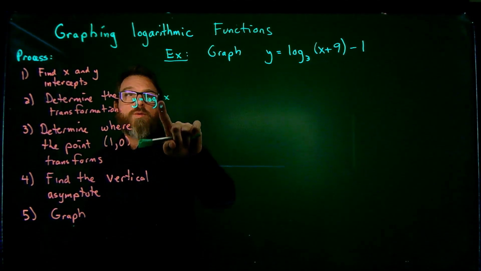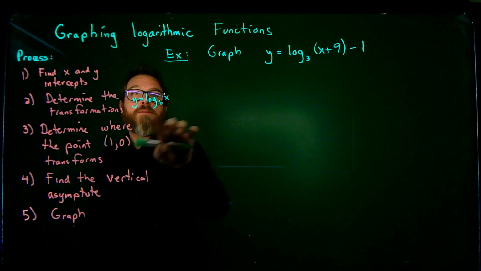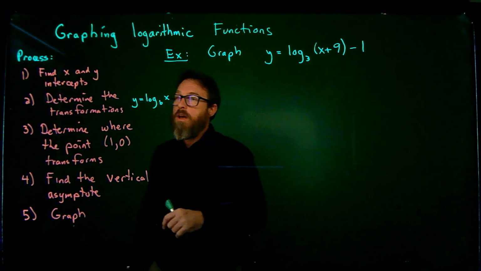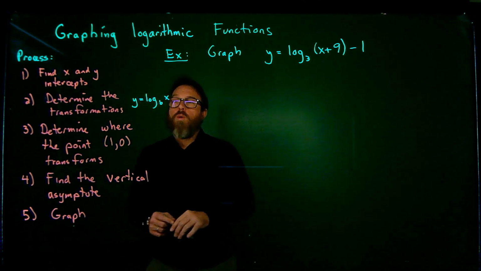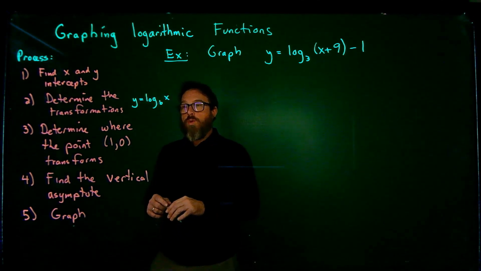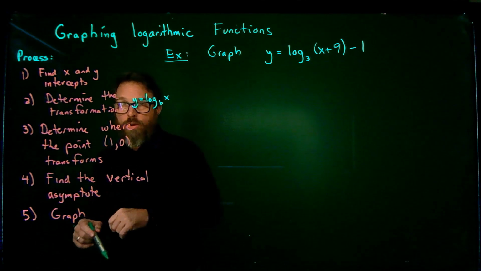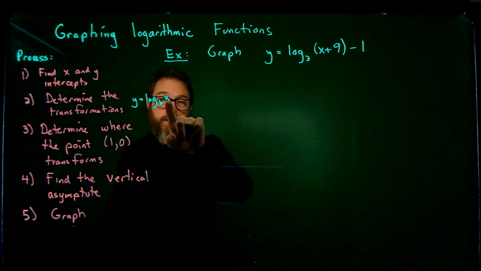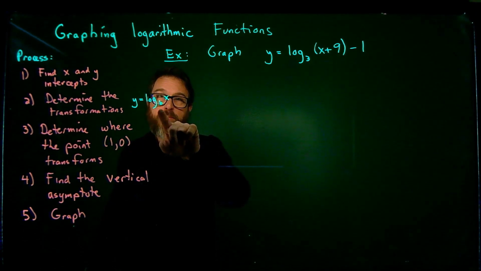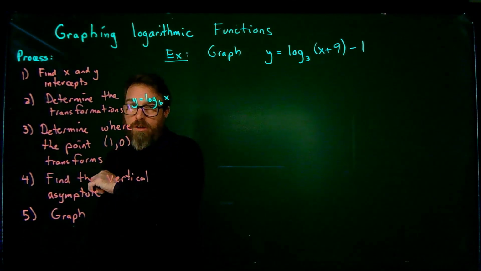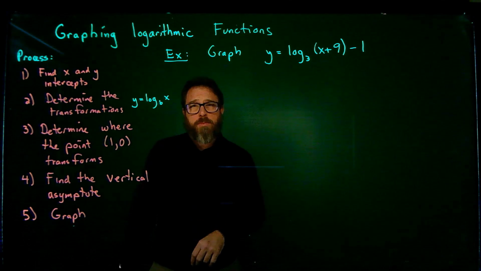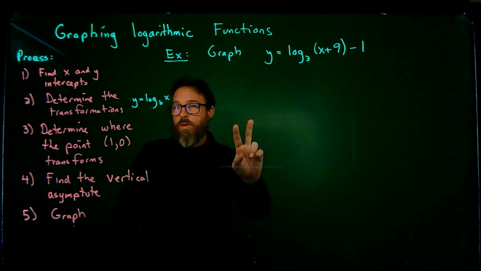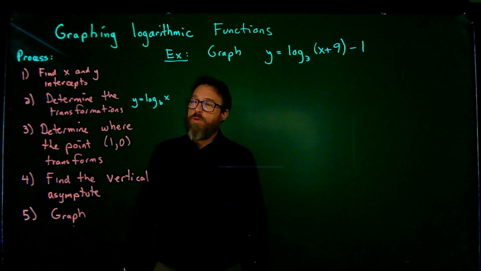But in general, we're really looking at y is equal to the log base b of x as our parent function. Again, in this case, it is 3. We need to now determine where the point (1, 0) transforms to through these transformations, because I know the log base b of 1 is always going to be equal to 0. What we know is exponentials go through the point (0, 1). Logarithms will go through the point (1, 0) prior to being transformed.